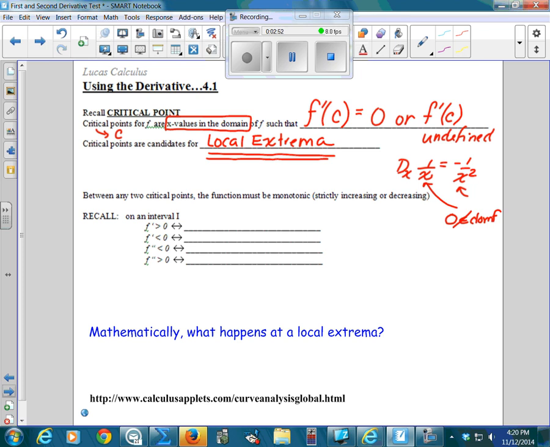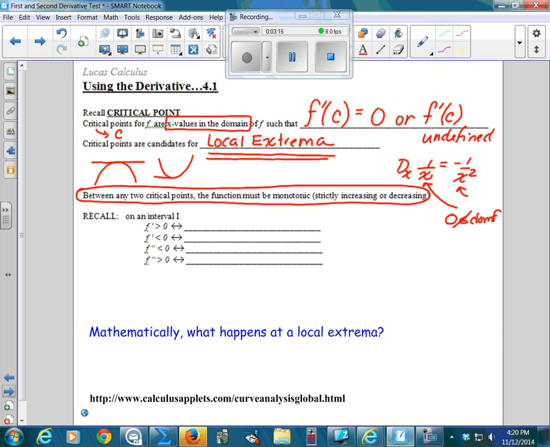Note that between any two critical points, the function must be monotonic. That means it's either increasing or decreasing, and we know that's for sure. Now, they're candidates for local extrema because quite often local extrema happen where the derivative is equal to 0. For example, that's a local max, local min, maybe where the derivative is undefined might be a local min or a max, but it's not necessarily the case.